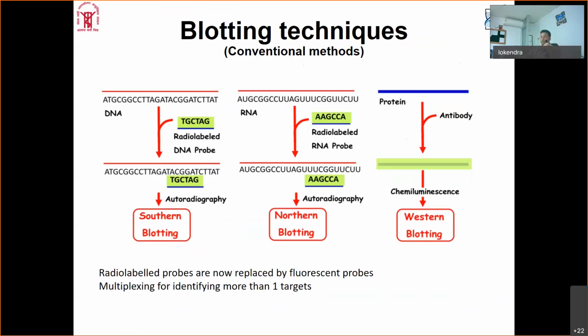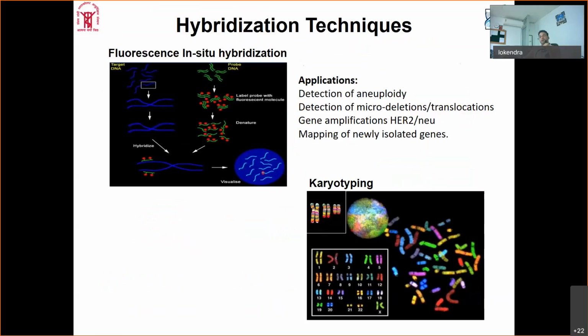And now, like I mentioned before, the radiolabeled probes are now replaced by fluorescence probes and multiplexing for identifying more than one target. Okay, so this is the blotting technique. Now coming on to the third part, which is your hybridization technique.